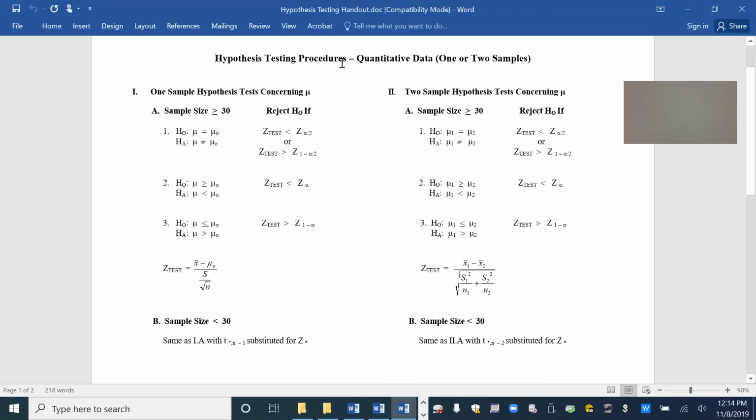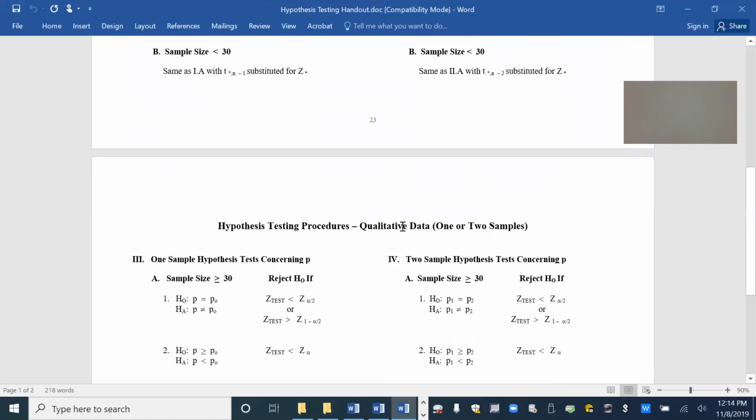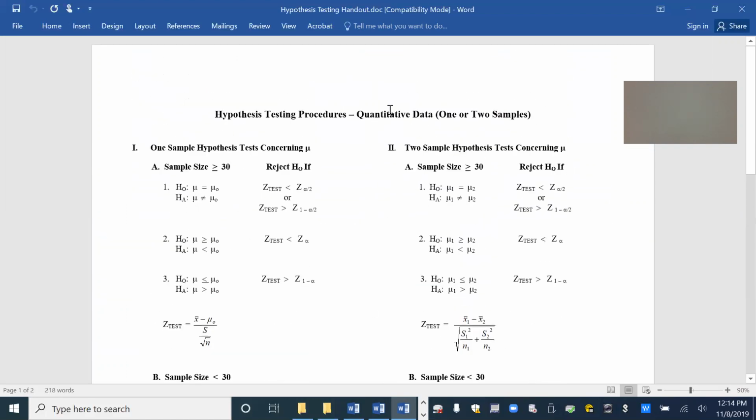So I got hypothesis testing about quantitative data. I got hypothesis test about qualitative data. Our hypothesis test is about what? Quantitative data.